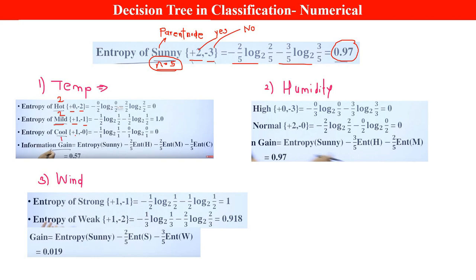The cool is coming only one time. Yes is 1, no is 0. So the probability is 1 by 1. Okay, 1 by 1. So the information gain is what?